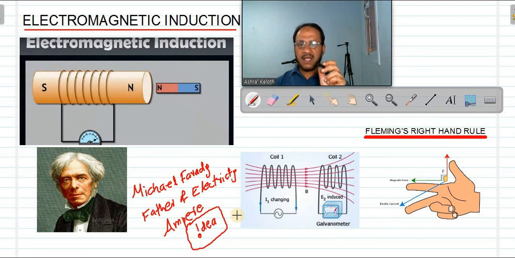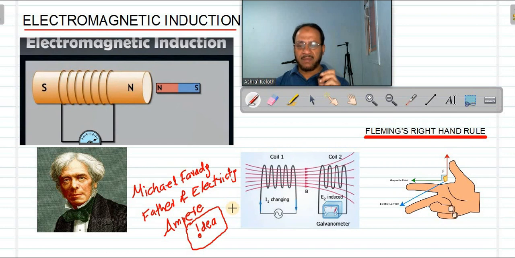And what was the idea that came to the mind of Faraday while he was reading the book written by Ampere? This was the idea. Faraday thought like this. Everything in this universe is paired. Everything has two effects. If there is positive charge, there is negative charge. If there is light, there is darkness. If there is day, there is night. If there is male, there is female. If there is right hand, there is left hand. If there is up, there is down.